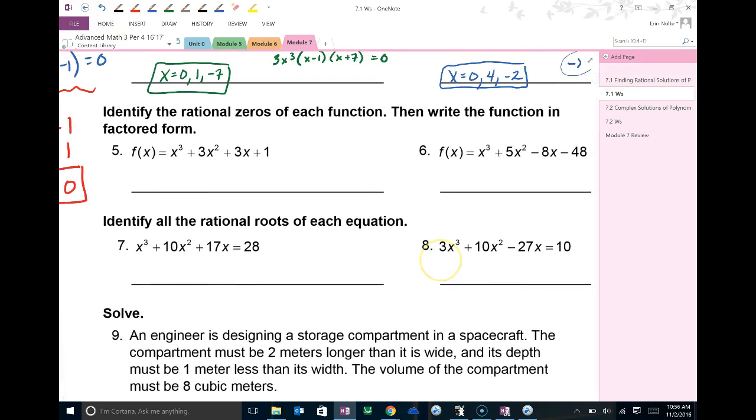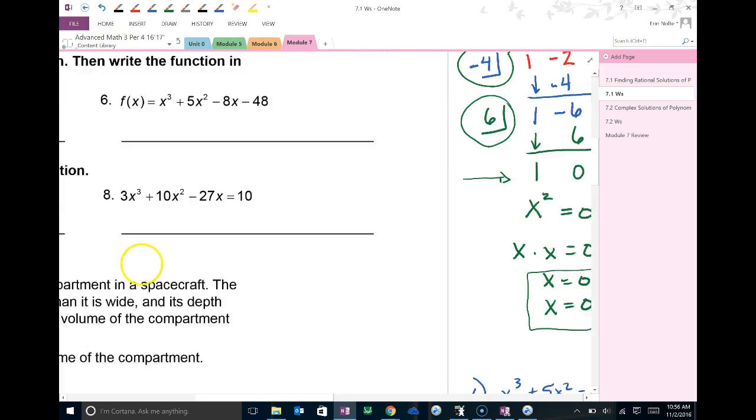Number 5. So this one actually has to be done using synthetic too. You cannot do the grouping method because again, x squared is your greatest common factor and you're left with x plus 1. You'll be left with 3x plus 1 now, which is opposite. So both of them you have to do synthetic division on.